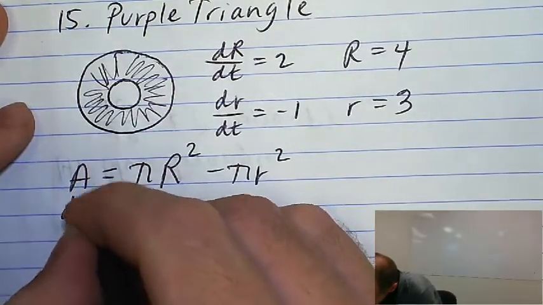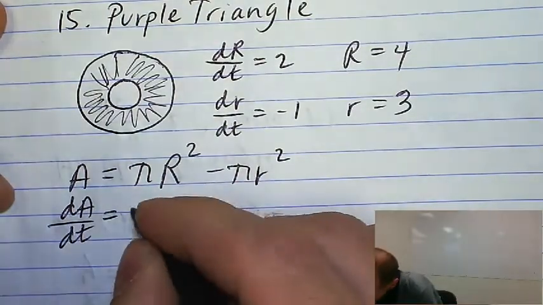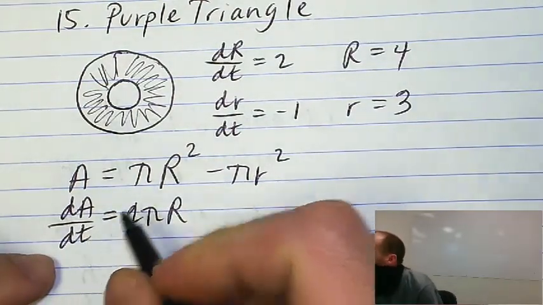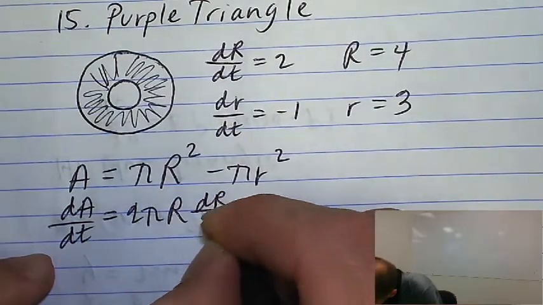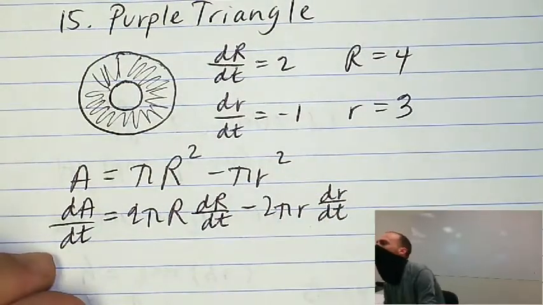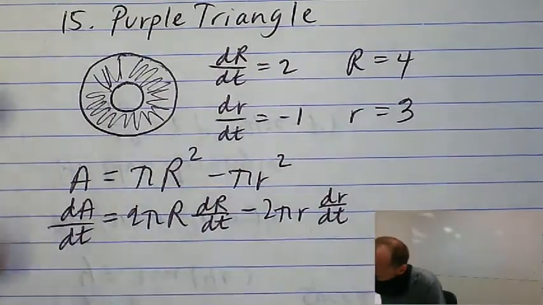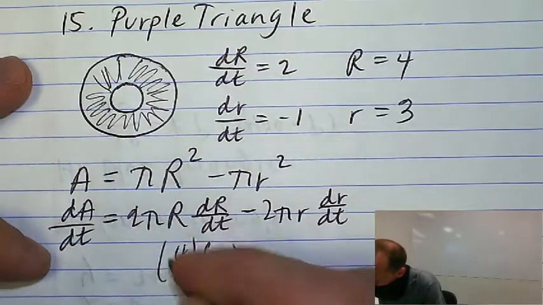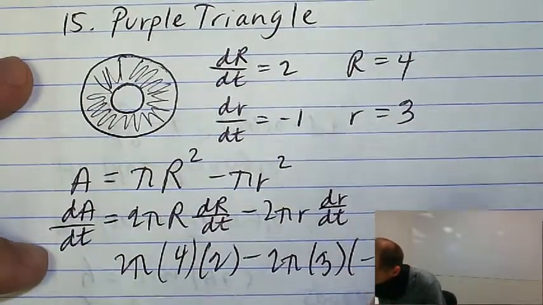So I can take the derivative of A with respect to time, right? That's going to be the derivative of a thing squared, which is 2 times that thing to the first, times the derivative of that thing with respect to time, if we're taking the derivative with respect to time, which we are. Minus 2 pi r dr/dt. And now I've got all the pieces ready. I just need to put them all together, right? So large dr/dt is 2, r was 4, 2 pi minus 2 pi, this r is 3, and that's -1.